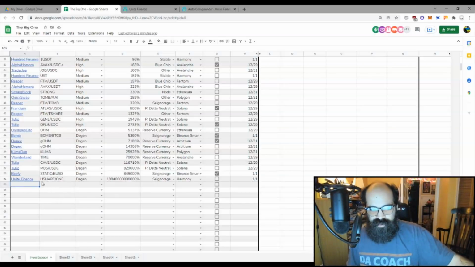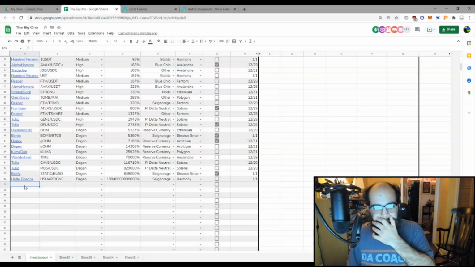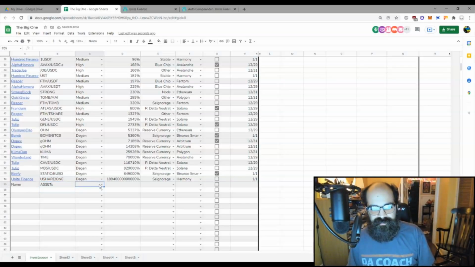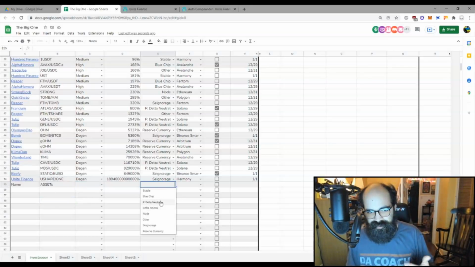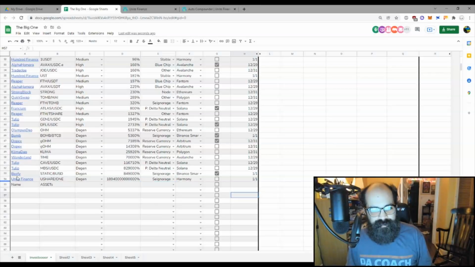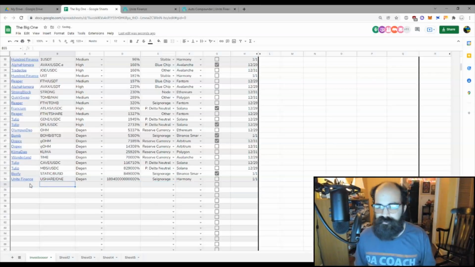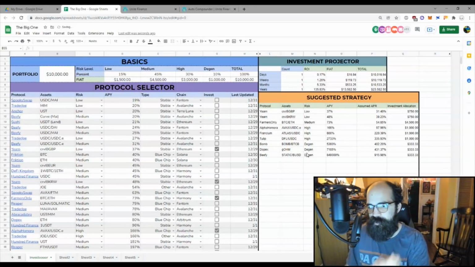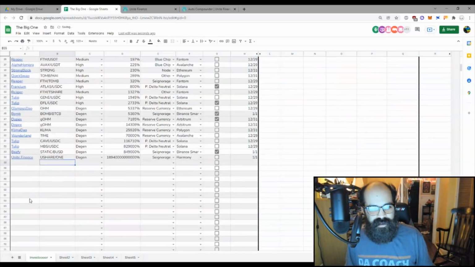Speaking of which, you can also add your own. If you want to add here, it's super simple: you just type the name, select the asset, type in the APY, select the type, and all that. So you can also add your own protocols if you want. You can select them and they will pop up and populate in the suggested strategy. And I'll show you that.